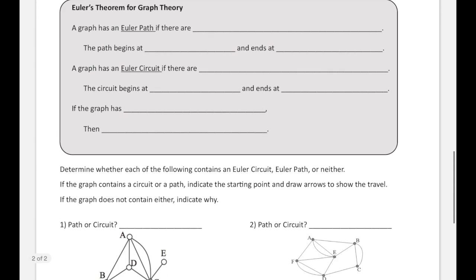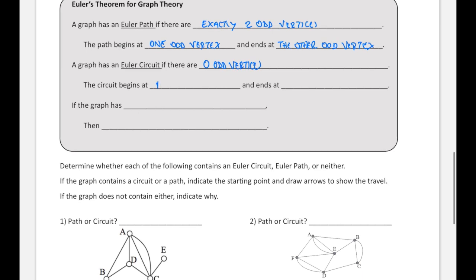So let's put this together. This gives us an idea for Euler's theorem for graph theory. A graph has an Euler path if there are exactly two odd vertices. Notice that the path began at one odd vertex and ended at the second odd vertex. An Euler circuit exists if there are exactly zero odd vertices, or every vertex is even. A circuit begins at any vertex and ends at the same vertex. And if the graph has more than two odd vertices, then it has neither an Euler path nor an Euler circuit.